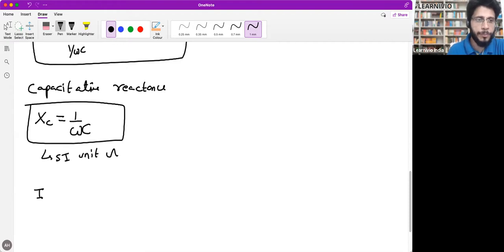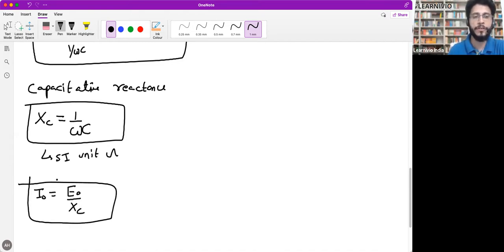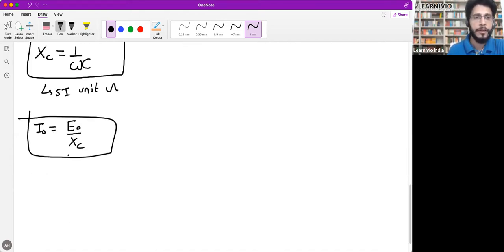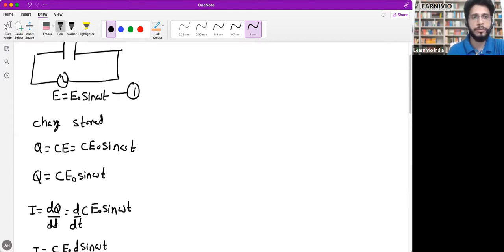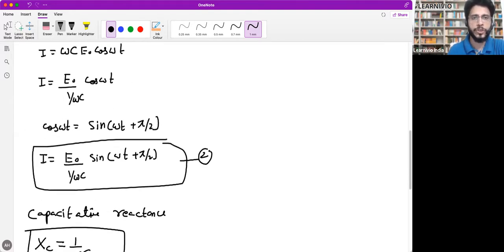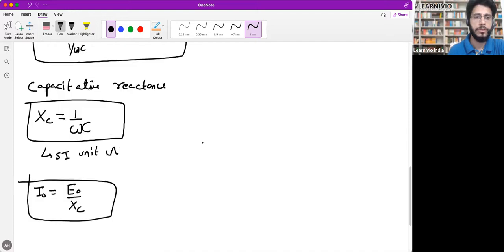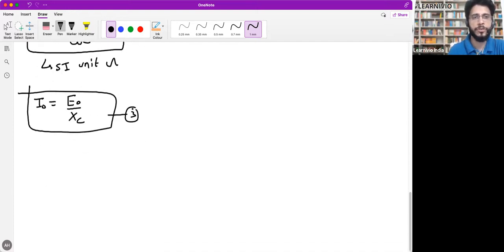We can calculate the peak value of current. Peak value of current here is E naught by Xc. In an inductor, it was E naught by XL. Now we have E naught by Xc for capacitive reactance. I call this equation number 1, this one equation number 2, and this equation number 3.